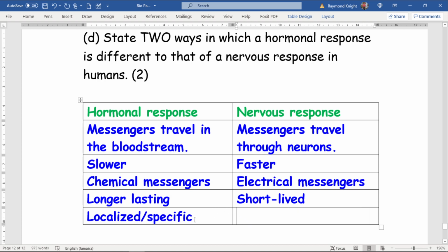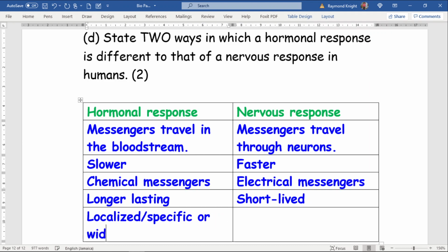So it can be localized or widespread. I'm going to put that right here. But generally, it is widespread because it travels all over through the bloodstream, right? And then nervous response tends to be localized, okay? All right. And so both of them, again, can be localized. And the messengers generally travel throughout the entire body through the bloodstream, and then it will have an effect according to what is needed to happen.